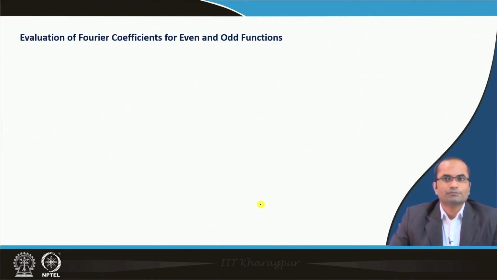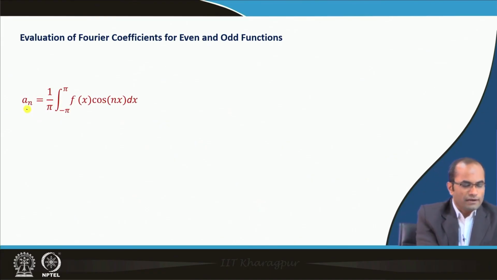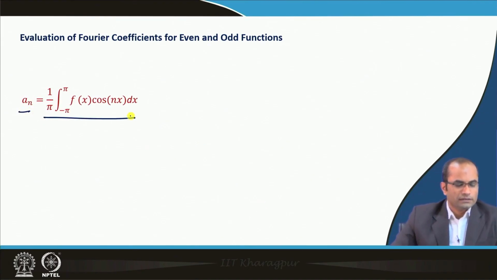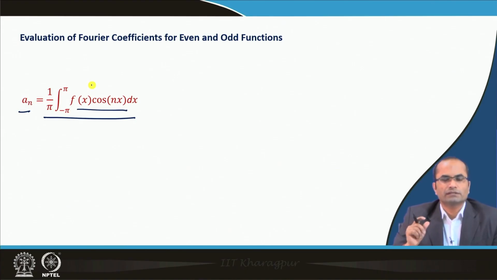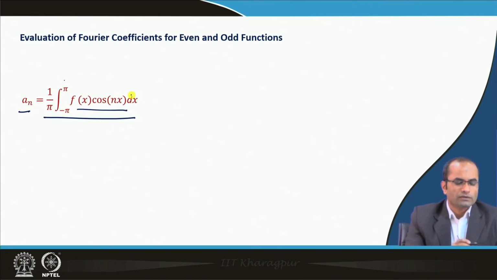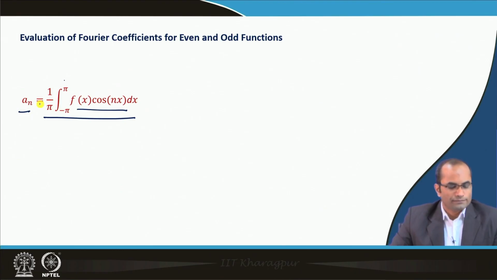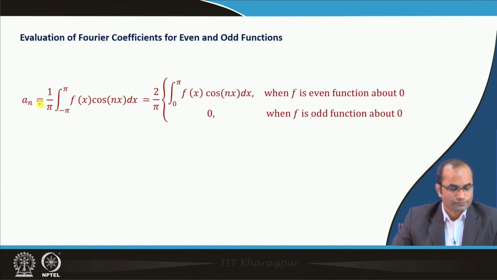Having these properties of even and odd functions, we will now evaluate or simplify the Fourier coefficients for such functions. Suppose we have a n given by the integral 1 over pi, minus pi to pi, f(x) cos n x dx. Just for simplicity we are considering minus pi to pi, but we can also talk about minus L to L, with cos n pi x over L, and there the outside term will be 1 over L.